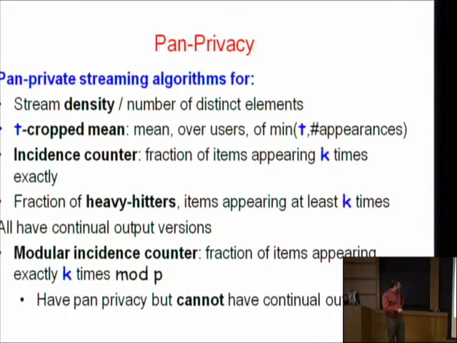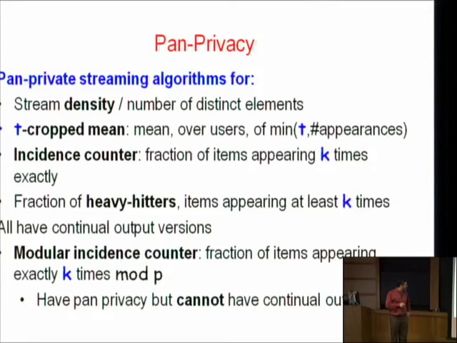So some other problems we know how to do are the t-cropped min, sort of min over the number of appearances. When you crop, if someone appears too many times, I consider it just max. Incident counter, the fraction of items that appear exactly k times. This is technically probably the most involved one. The fraction of heavy hitters, how many items appear at least k times. All of them have pan-private algorithms, and we can make them into continual output versions, except one. So there is an example of something that can be done pan-privately, but cannot be done with continual output.